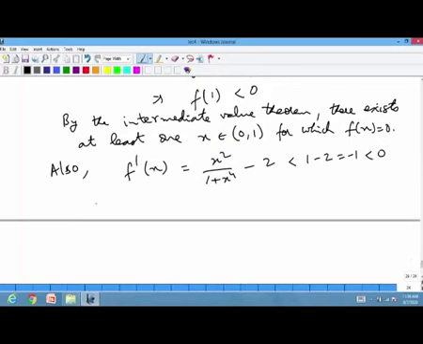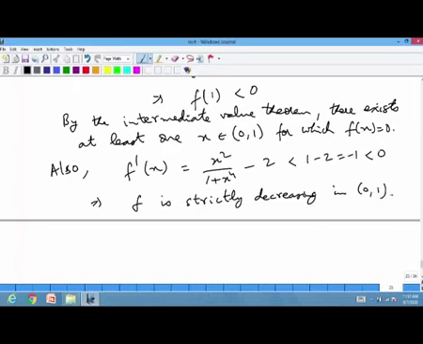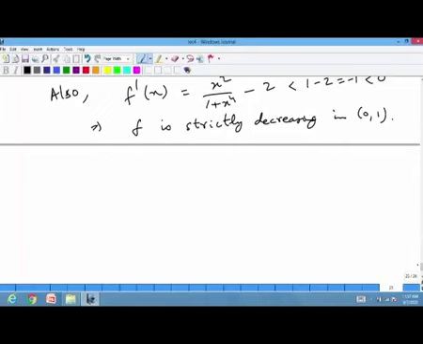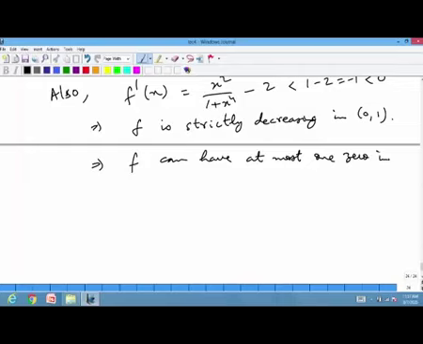This implies f is strictly decreasing in the interval 0 to 1. So, f is a strictly decreasing function, which means that f cannot have more than 1 zero. So, this implies f can have at most 1 zero in [0, 1].